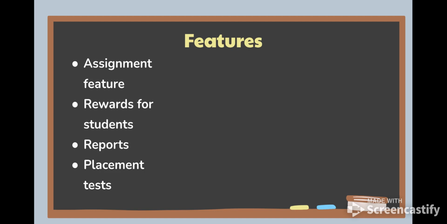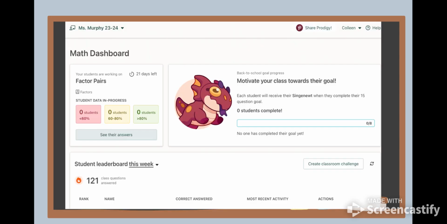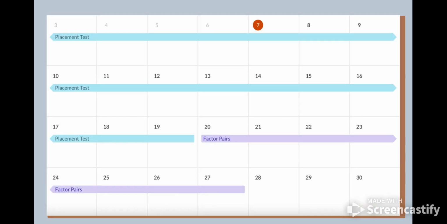As an educator, I find many of the features Prodigy has is beneficial. There is an assignment feature in which I'm able to assign specific standards to my students. This image shows what my dashboard looks like when I have an assignment open for students. I am able to see their progress through the data shown. This calendar image shows when the assignments were set up, whether it's an assignment or an assessment, and how long I have given them for each.